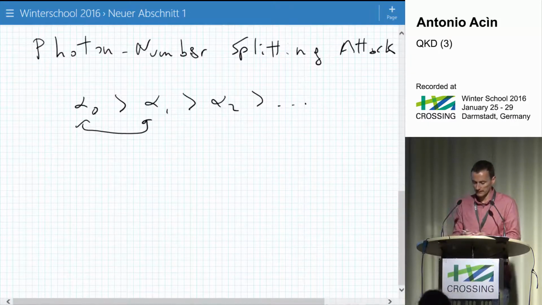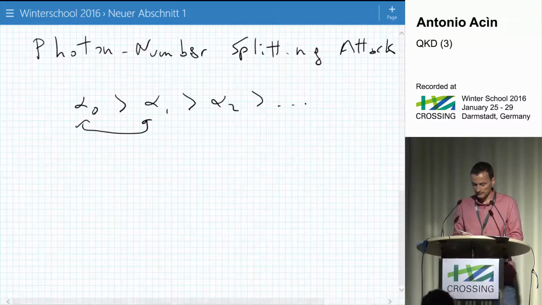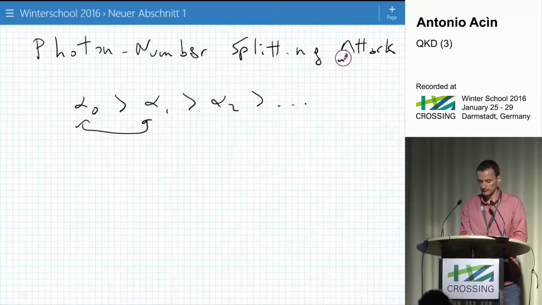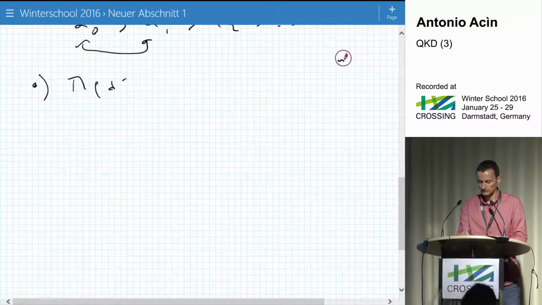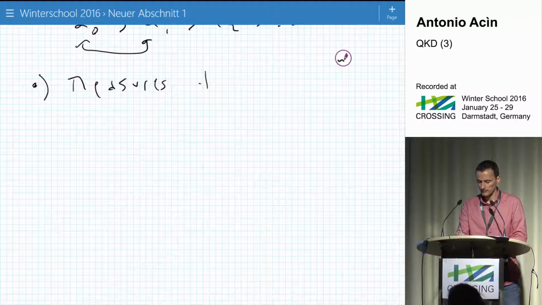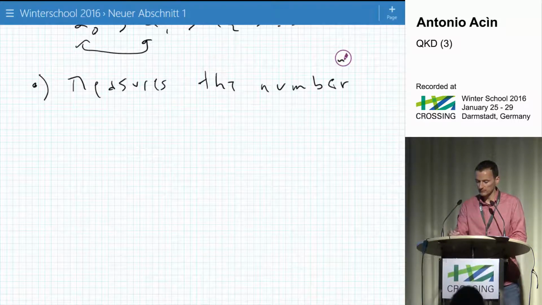Okay, so here's the idea of the attack. What the eavesdropper does: Eve measures the number of photons in the pulse. Usually, measuring the quantum state that goes from Alice to Bob is a bad idea.